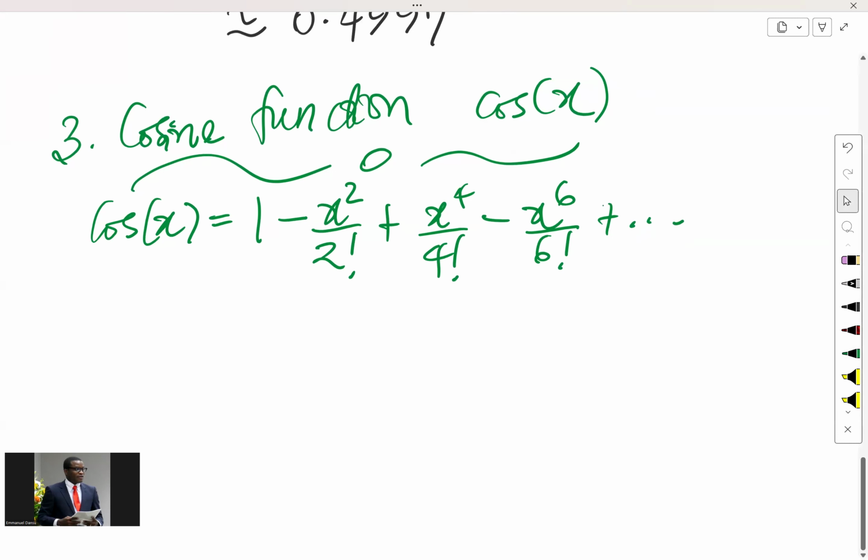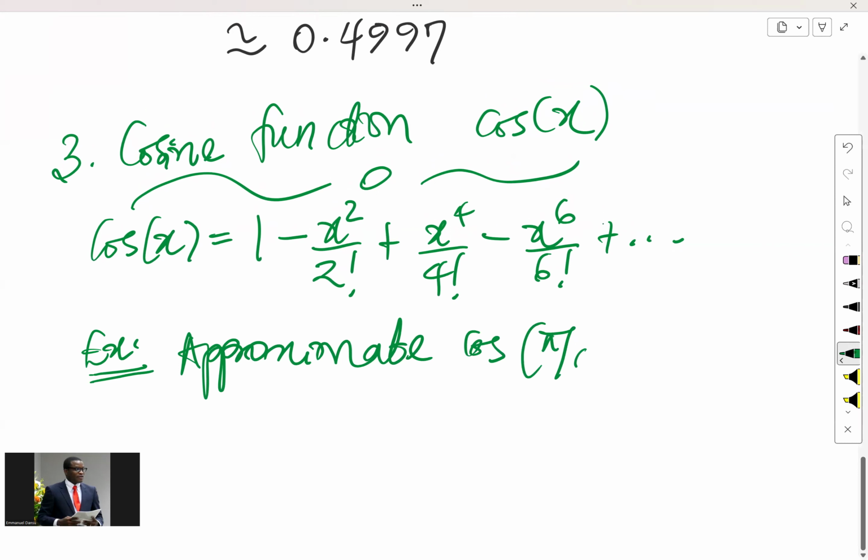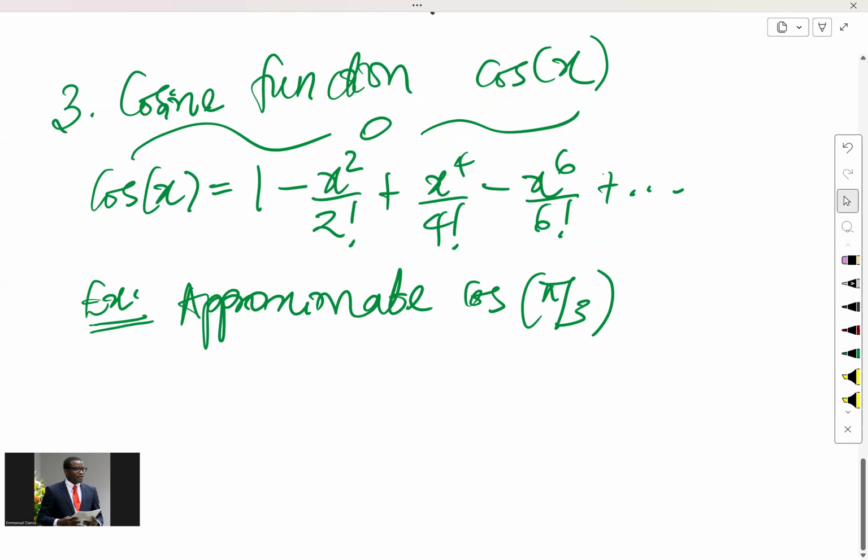So if we take an example to approximate cos pi over 3. Pi is 180, so pi over 3 is 60. So of course, from trig, if you check the trig playlist, you discover that the sine of an angle is equal to the cosine of 90 minus that angle. So it means that sine 30 is the same thing as cos of 90 minus 30, which is 60. So you expect cos pi over 3 to also be 0.5 normally.